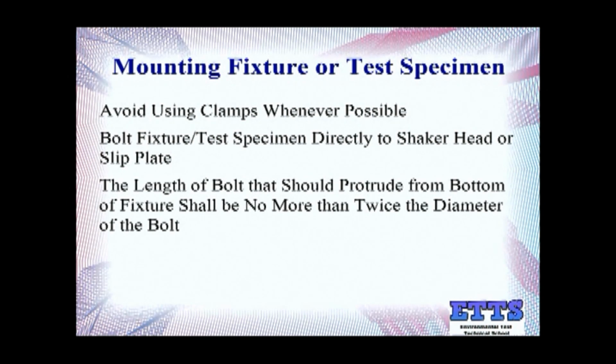The length of the bolt should protrude from the bottom of the fixture no more than twice the diameter of the bolt. So if you take two bolts and you put them next to each other, and you look at the diameter of each stacked on top of each other, the length that should be protruding out of the bottom of your fixture should be no more than the length of those two bolts next to each other.